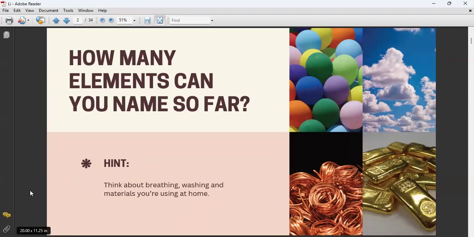So how many elements can you name so far? There are so many elements surrounding you. Everything you see is made up of some kind of matter. You cannot see the elements obviously, but there are elements around you. So comment down the elements you know, and how many elements can you name so far? As you can see here, I have taken out some pictures in which you can see the elements these things are made up of.